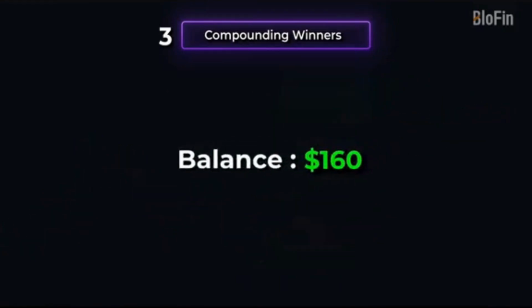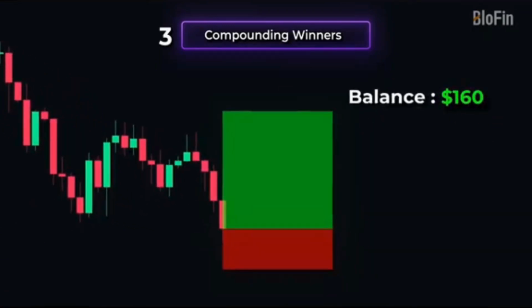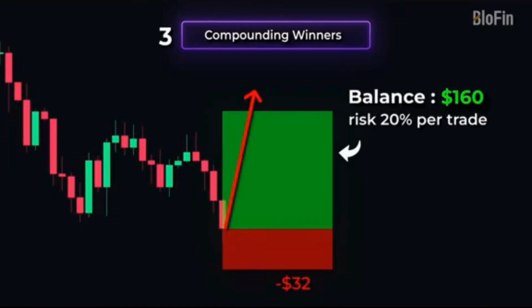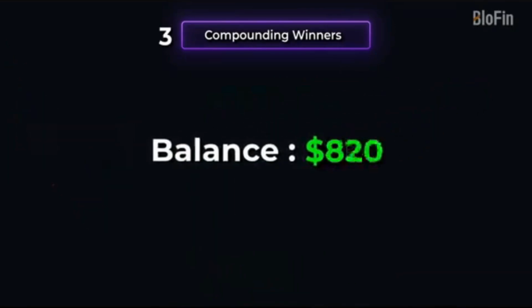Now, instead of locking in profits and playing it safe, I doubled down and continued risking the same percentage on the next trade. For example, let's say I found another potential trade setup. This means I'll now risk 20% of my $160 balance, which is $32. So if the trade hits the stop loss, I would lose $32. But if the trade wins, I would now gain $96 because of the 1 to 3 risk to reward. So by continuously compounding the wins onto my next trades, I was able to grow the account so much faster.